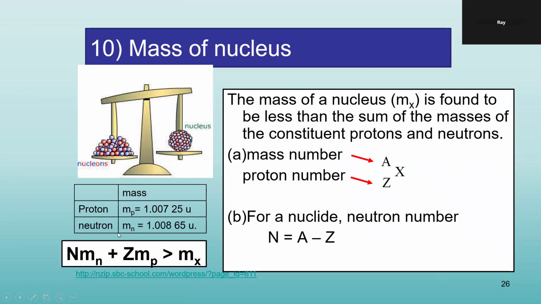So the total mass, right? This is the total mass. Total mass of neutrons plus total mass of protons is greater than the mass of the nucleus.